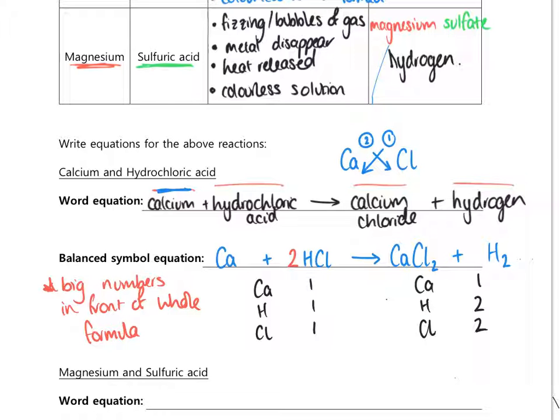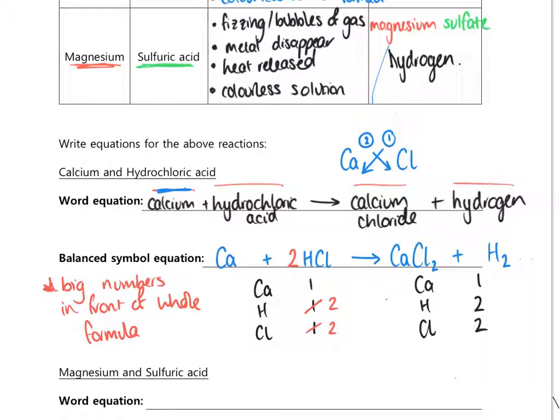I then update my list as to what that affects. It affects everything in that formula by multiplying it by 2. So I now have 2 hydrogens and I now have 2 chlorines. So what we can see is by putting that big 2 in front of the hydrochloric acid, I've balanced my entire equation.